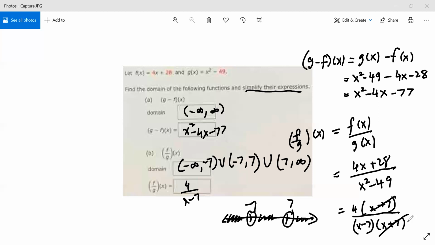Even though I canceled this out, it still makes the bottom 0, so it needs to be deleted. That's why I delete whatever makes the bottom 0, and two numbers make the bottom 0, which are 7 and negative 7. So basically that's it.